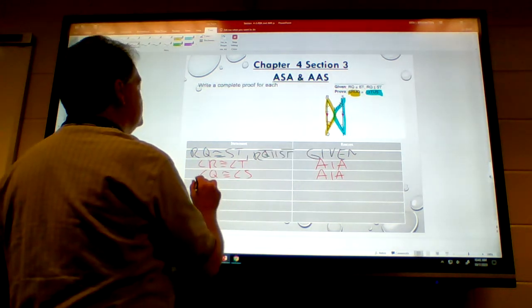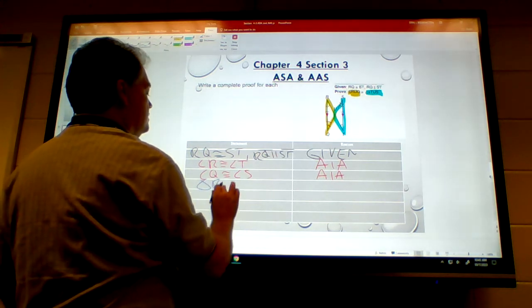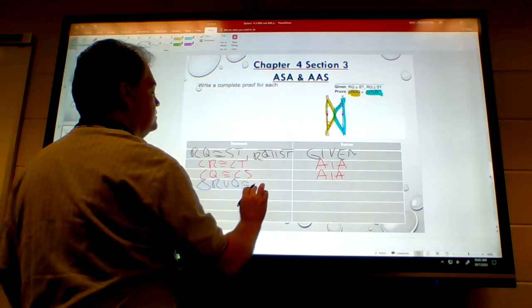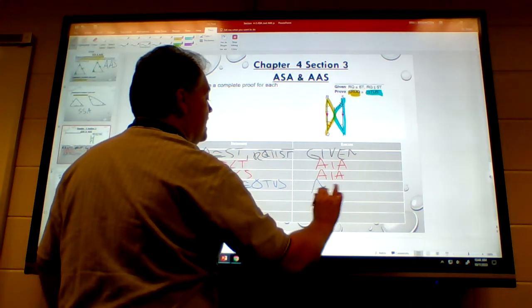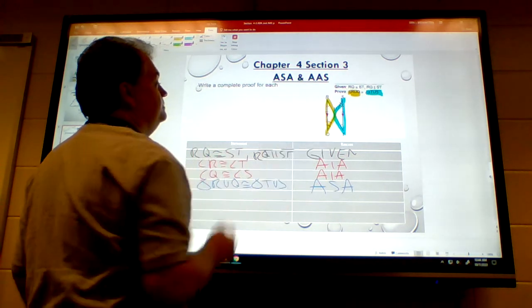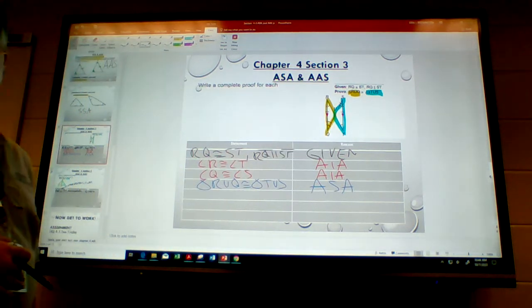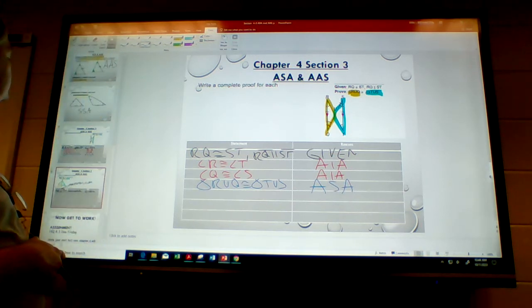So therefore, triangle RUQ is congruent to triangle TUS, and that is by angle, side, angle. You can look at angle, side, angle. All right, now, we're doing really good on time, and we're almost done.